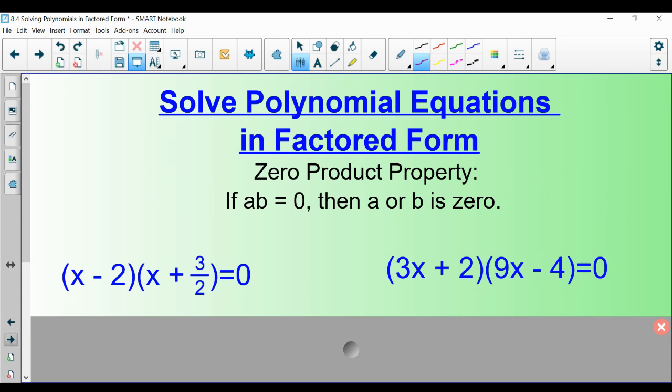I'm going to skip these examples, but go ahead and if you want to pause it here and get the answers, make sure you know how to do it. You would have gotten 2 there and -3/2 there, and -2/3 here, and 4/9 in this problem.